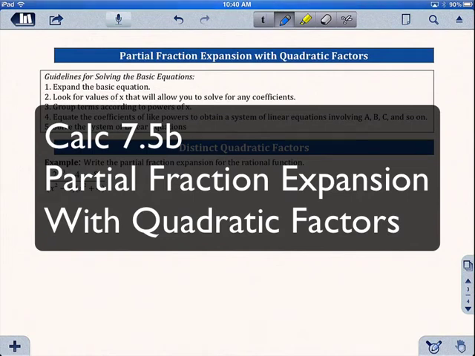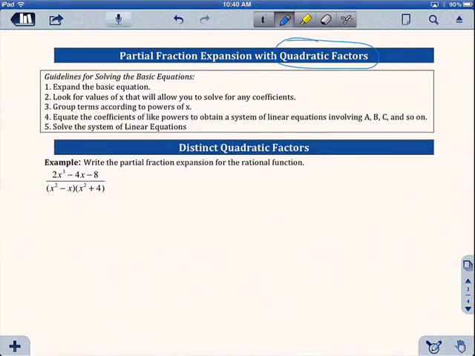All right, next we want to talk about partial fraction expansion with quadratic factors. So here are your guidelines for solving the basic equations. Number 1, expand the basic equation. 2, look for values of x that will allow you to solve for any coefficients. 3, group terms according to powers of x. 4, equate the coefficients of like powers to obtain a system of linear equations involving a, b, c, and so on. And then finally, solve the system of linear equations, and then you'll be able to integrate.